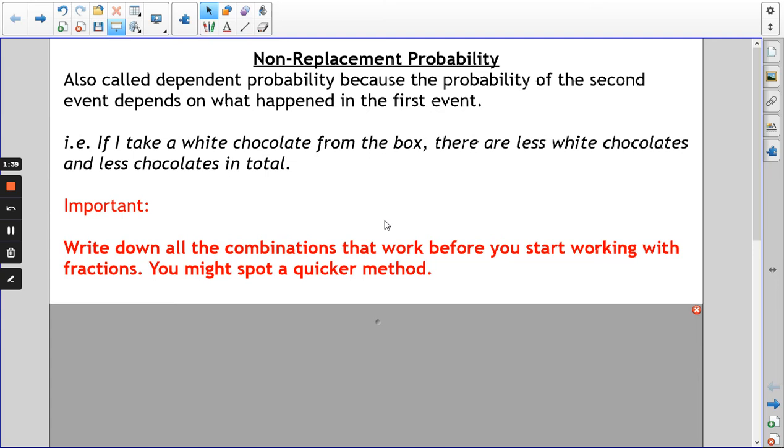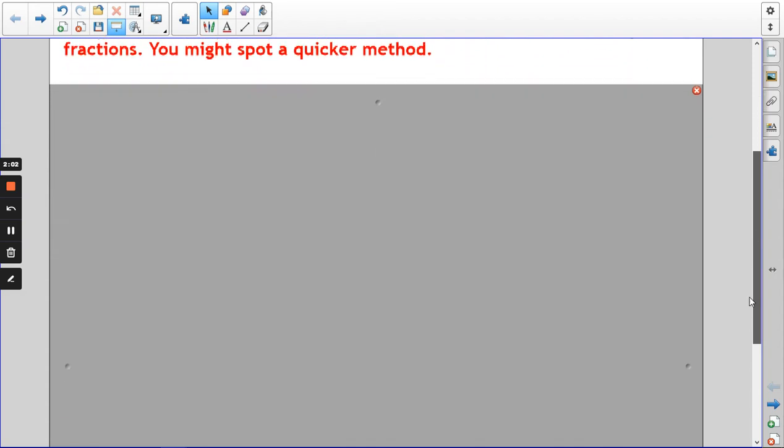Just a quick reminder before we get into a question. The word 'and' in probability is multiplying and the word 'or' is adding. You'll do 'and' at the beginning of questions when you're doing your combinations, and you'll use the 'or' rule at the end when there's more than one way of doing things. You need to add up all those different combinations. Right, so let's have a look at our question.